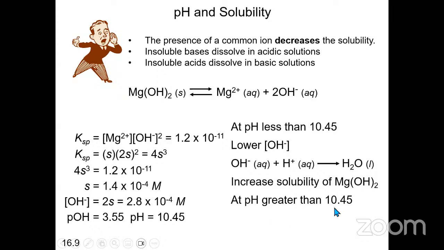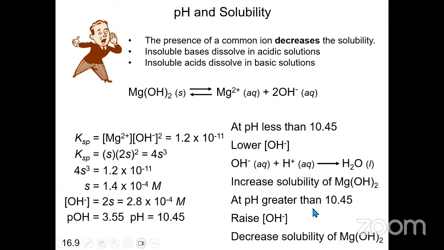In other words, if you add more base to the solution, you're increasing the concentration of the hydroxide ions, and therefore you're pushing the equilibrium to the left, which means that you are favoring the formation of magnesium hydroxide, which means that the solubility of magnesium hydroxide will decrease, all right? So this shows you how the pH of the solution will affect the solubility of certain sparingly soluble bases, basically, all right?